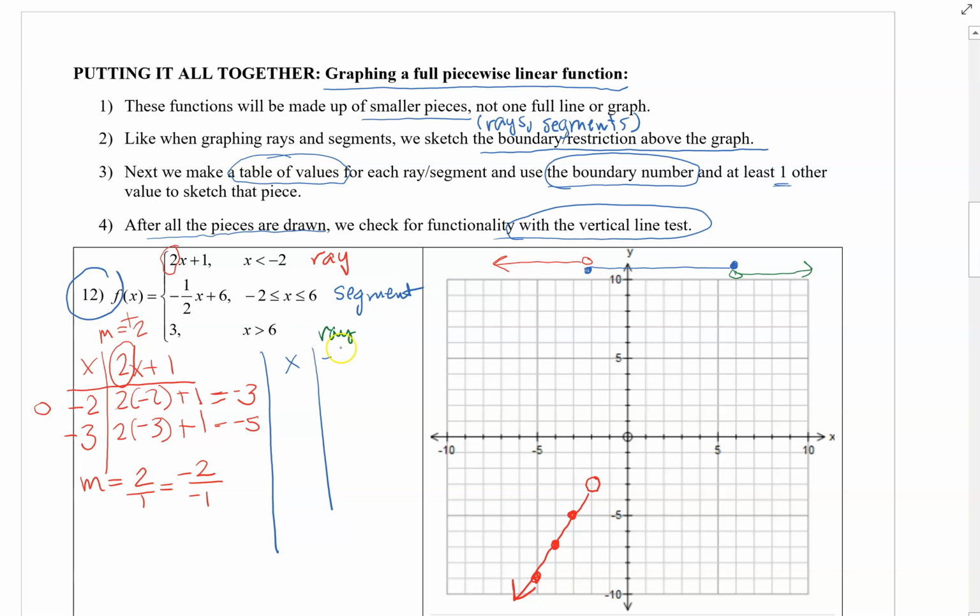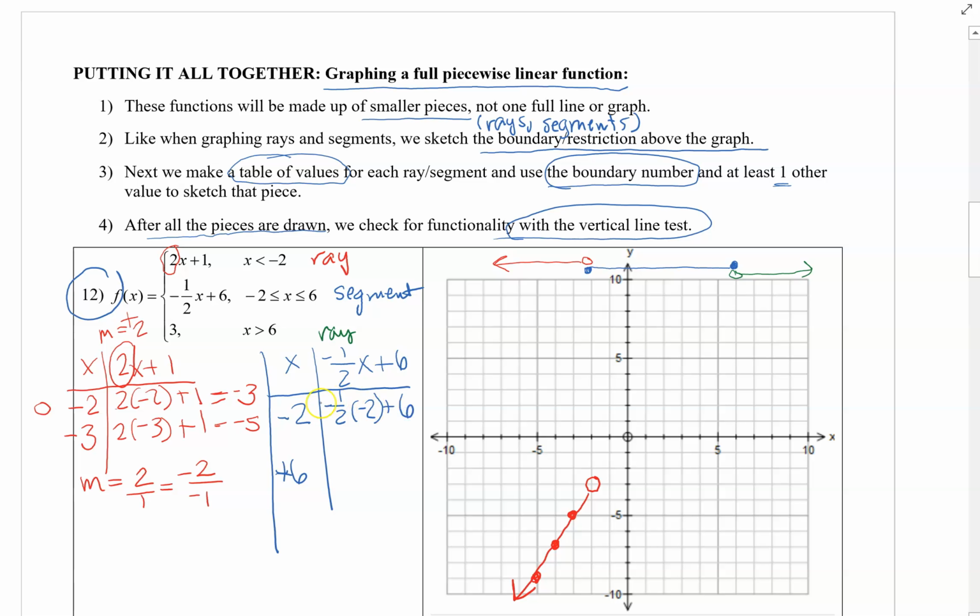So I have this equation -1/2 x plus 6. And I think I'm just going to use my 2 boundary points. My first one, oh sorry, this is +6. My first boundary point and my second boundary point. So I'll plug those into this equation.